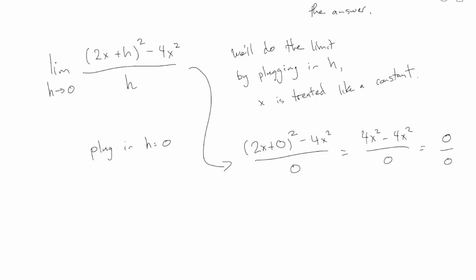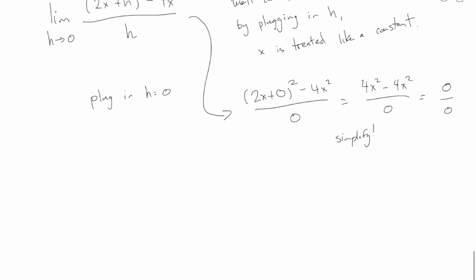I hope everybody's okay with this step that I did here. 2x, the whole thing squared, you have to square the 2 and also square the x. You get 4x squared. All right, so got to simplify. That's what it means when you see 0 over 0. So I go back to the original thing. I'll just write it again here.